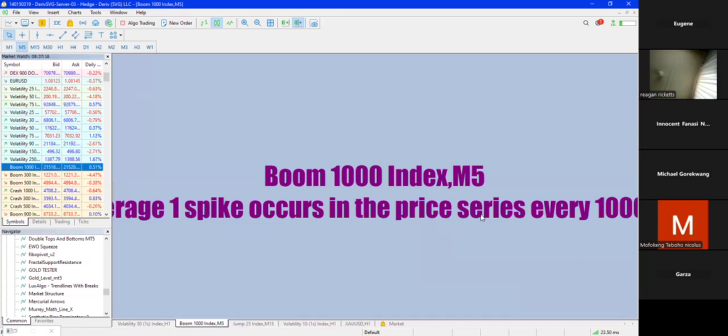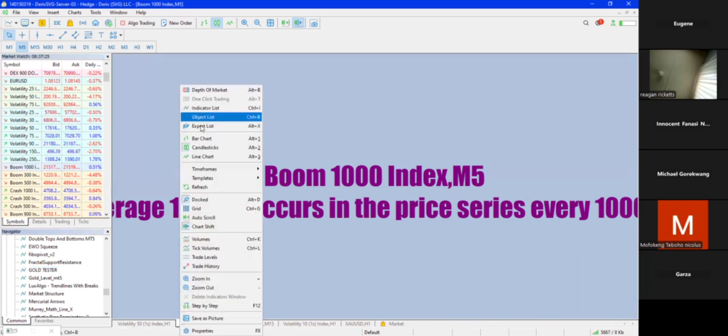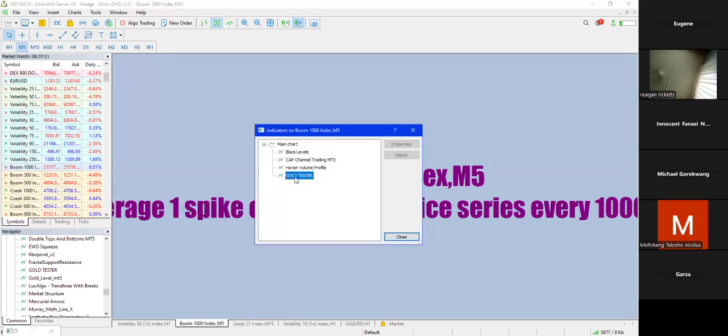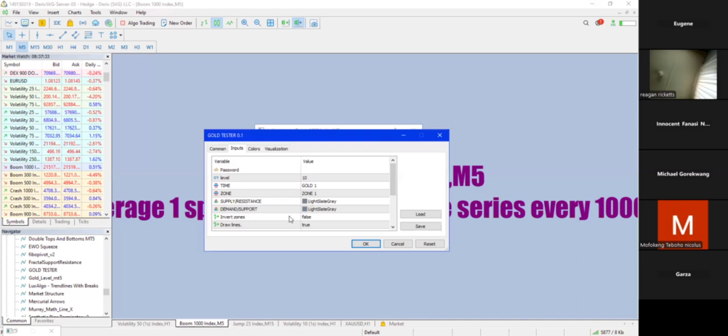Yabo? What are the zone settings for gold? For gold, we are using the gold tester. Gold tester is by default using gold levels, zone 1 and gold 1 and zone 1. Those are the ones that we're using for gold. Okay.